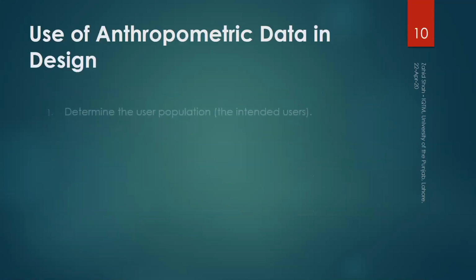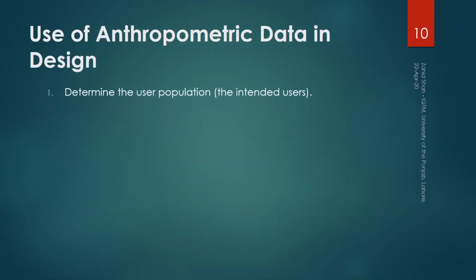So, use of anthropometric data in design. These are the steps. This is a very important slide, and I would highly recommend you to understand these steps. You have to follow these whenever you are going to perform a study to design something with respect to anthropometric principles. Step number one is to determine the user population. This is very important. You must be very clear for which population you are going to design the product.